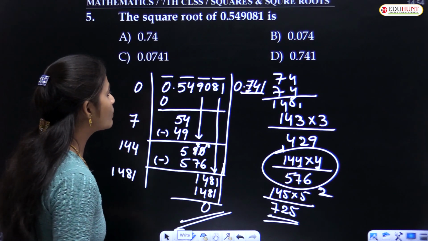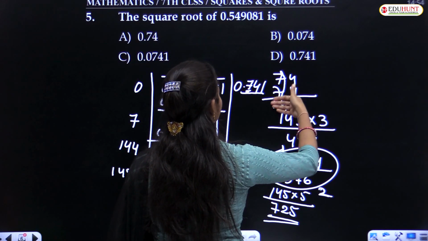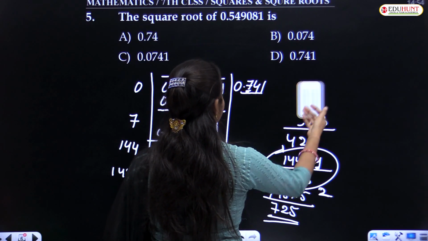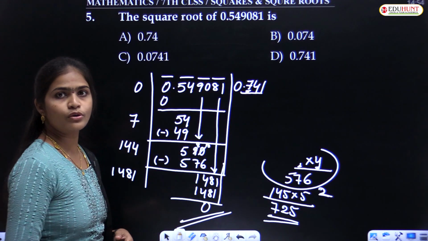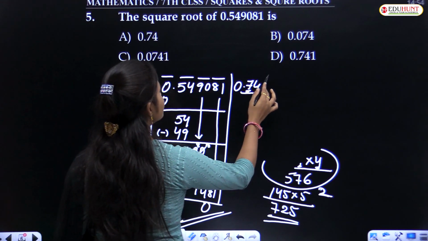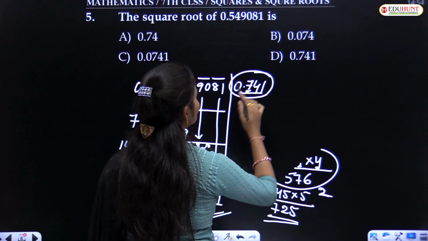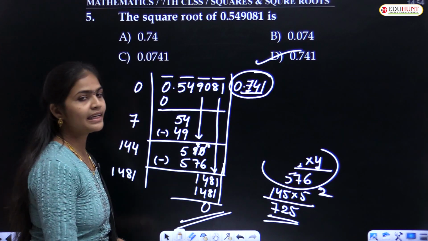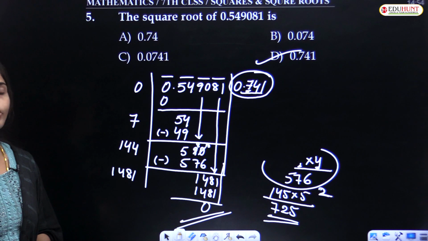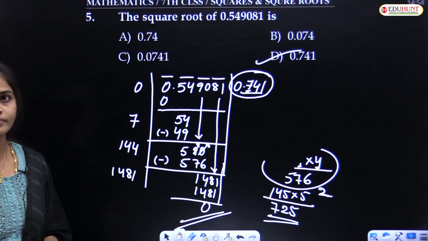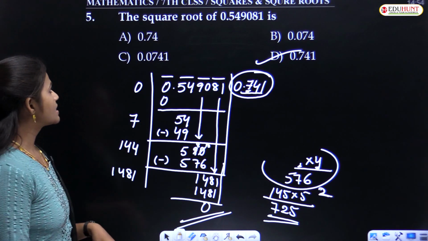Okay, now what is the square root here? What is the square root of the given number now? That is 0.741. Which option is correct? Option D is correct. That is 0.741. Is it clear? Next, come to the next one.